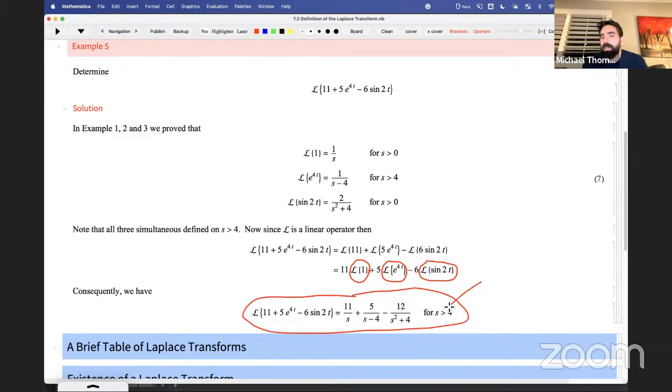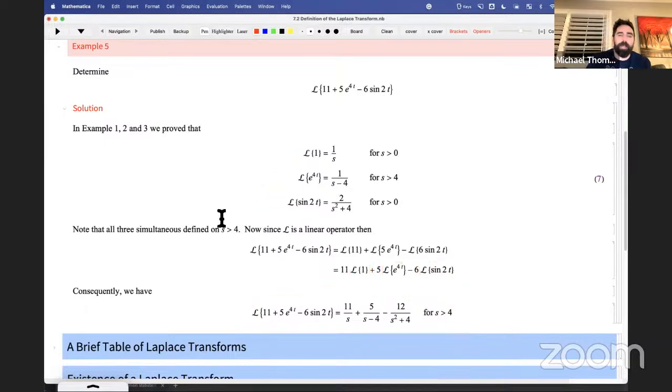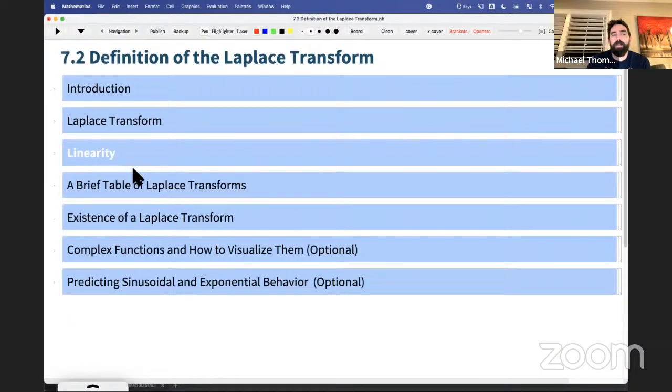Now the question is, what about the domain? We've got 3 different transforms we're applying. Here's the 3 of them right here. So somehow you have to figure out what the proper domain is. And it's actually really easy to do. You just take the domain that's in common to all of them. This one's valid for s greater than 0, this one s greater than 4, that one s greater than 0. So the only way all 3 of them are valid is if s is greater than 4. You guys following okay? Okay. All right, so now let's finally take a look at a table here.